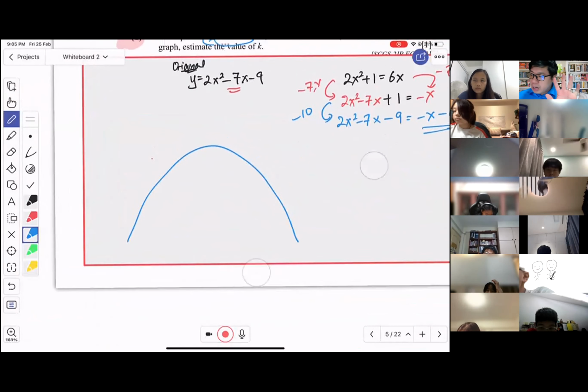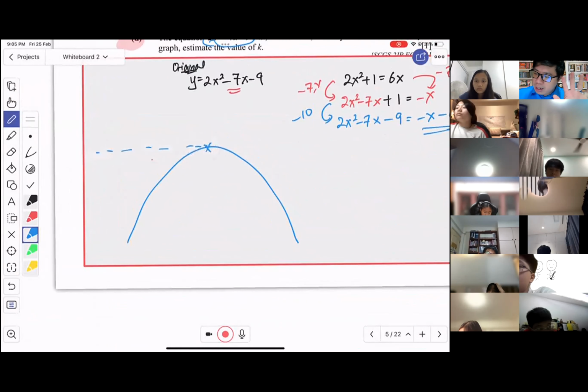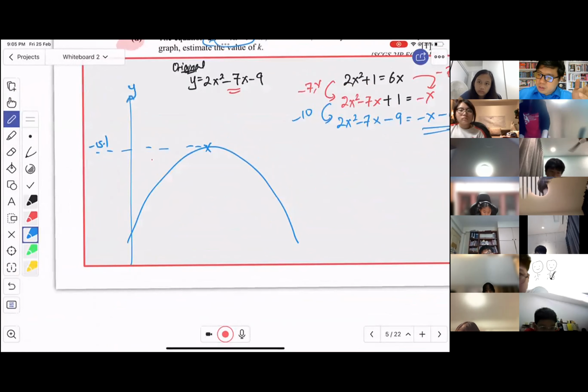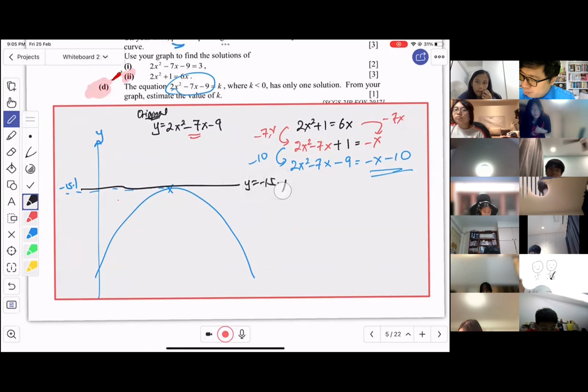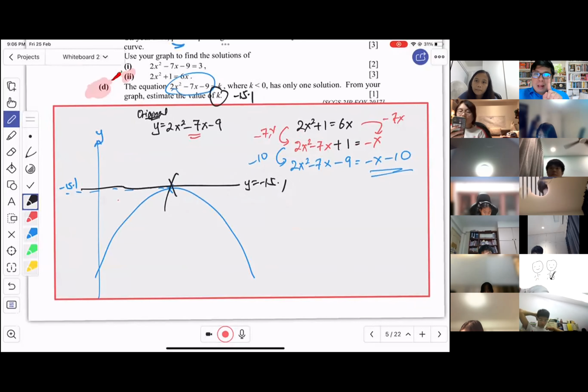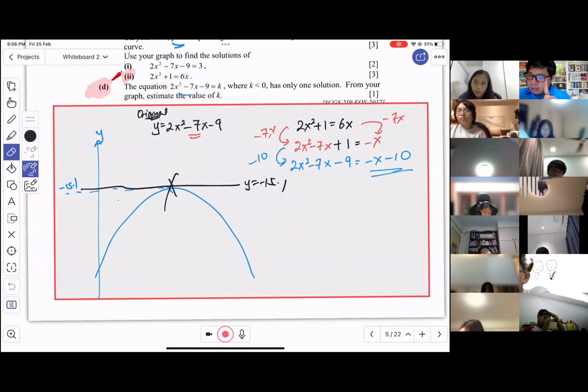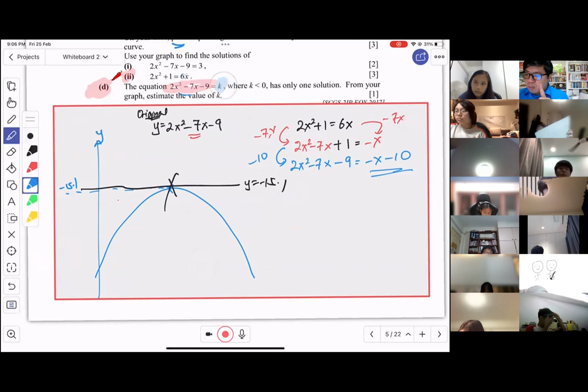So the highest value, if I'm not wrong, based on my answer sheet, is negative 15.1 on the y-axis. If you draw the line y equals negative 15.1, only one intercept, only one solution. So k is basically negative 15.1, because you are equating them. This is the graph that you have. This is the graph that you need to draw, which is y equals negative 15.1.